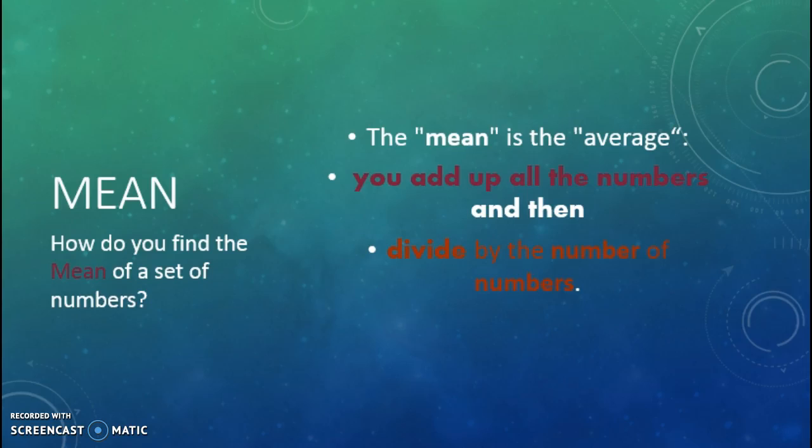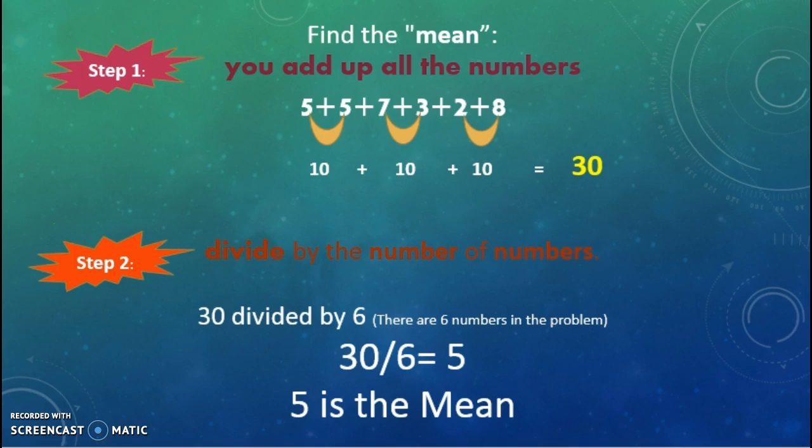Good morning. I'm going to show you how to find the mean, or the average, of a set of numbers. The first thing you'll do is add up all the numbers that you're given, and then you'll divide by the number of numbers. Let me show you how this looks. Step 1. To find the mean, add up all your numbers.